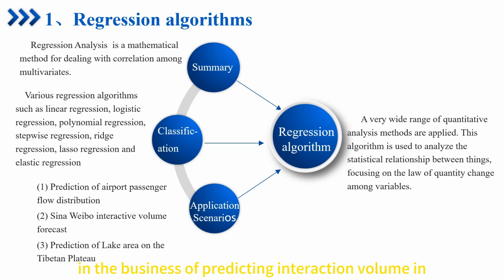For example, in the business of predicting interaction volume on Sina Weibo, we can sample some content producers and use their interaction behaviors on their Weibo, such as the number of reposts, comments, likes, and so on, to build a regression model and control the distribution of the posts. And then we can apply the built model to other content producers to achieve the prediction purpose.